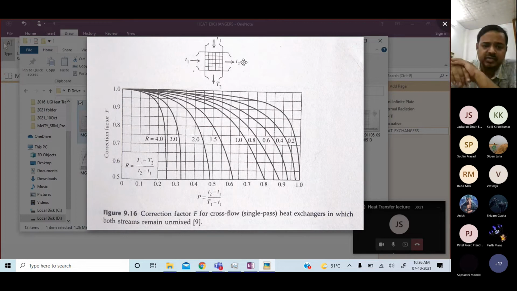Now, if you have to read it out, what you see here is that F is a function of two parameters. One is the x-axis, which is denoted by P, T2 minus T1 divided by T1 minus small t1.